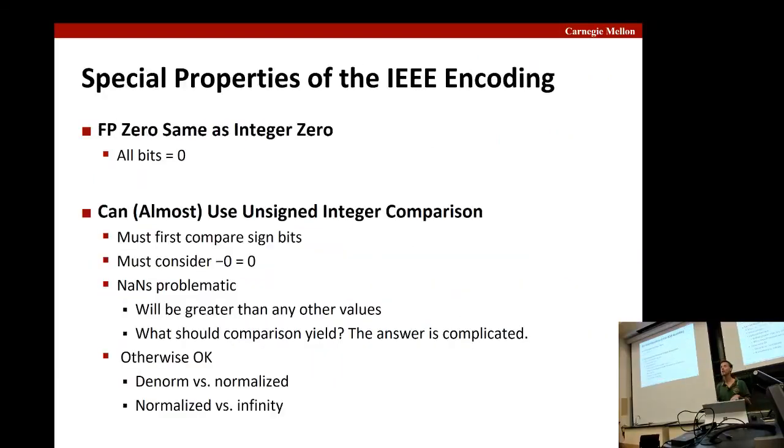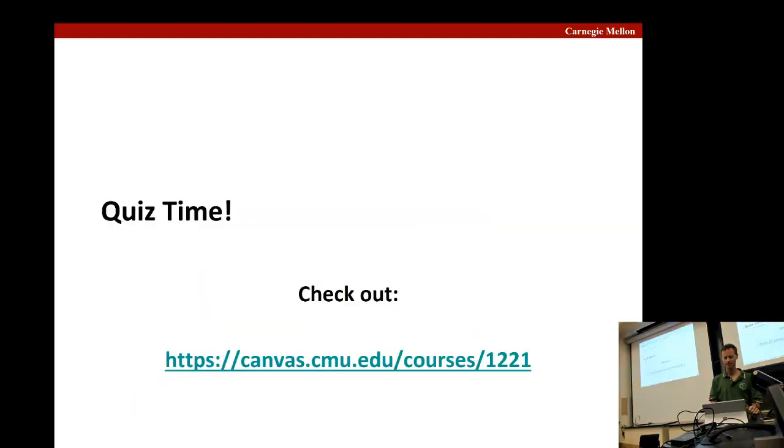But the almost part includes things like, well, we've got a negative 0 as well as a positive 0, and we've got all these NaNs, right? But otherwise, it's okay. The denormalized ones can be properly compared to the normalized ones, the normalized ones properly compared to infinity, and so forth. All right, good. All right, Canvas time.